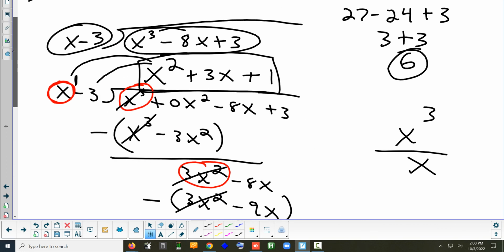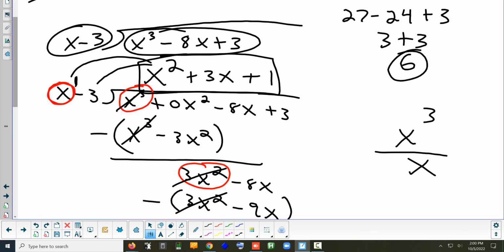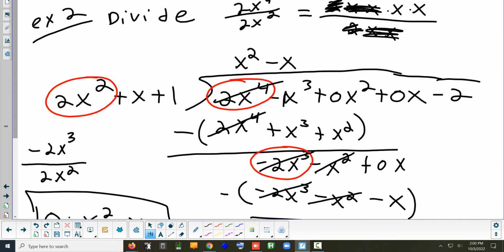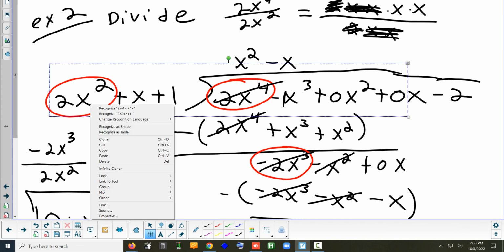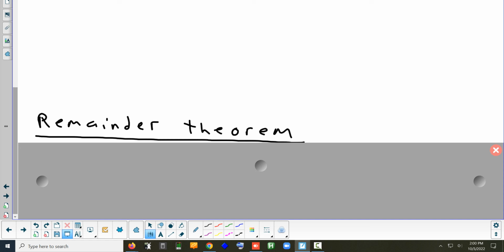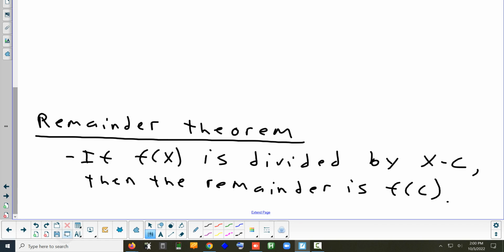And that's because we divided by something pretty simple. It was just x minus a number. You could do that anytime you're dividing by something here that's x minus and then a number. This one doesn't fit that pattern. This is x squared. So we couldn't do that trick. But when that trick works, it's called the remainder theorem.